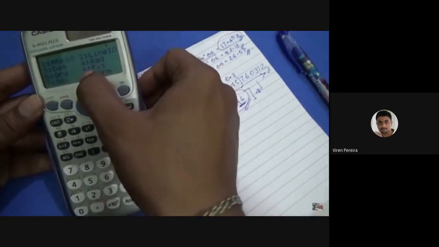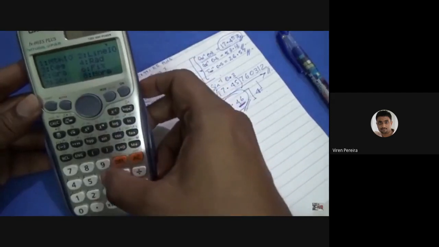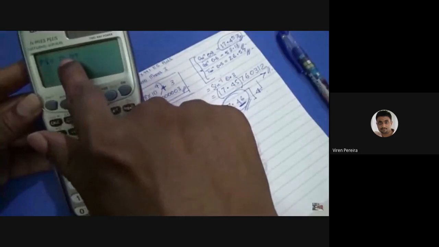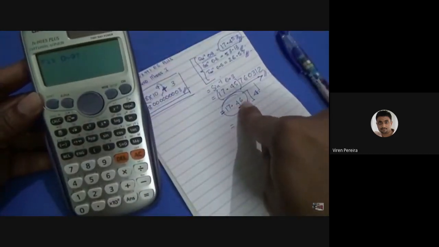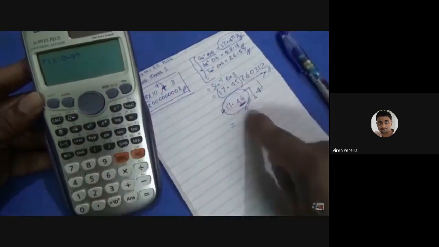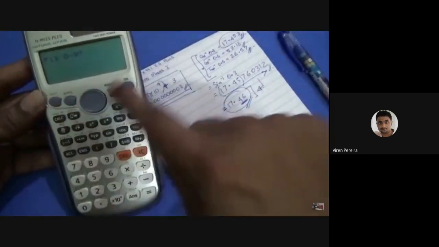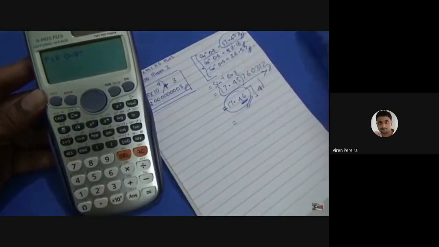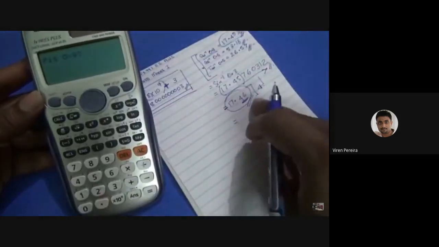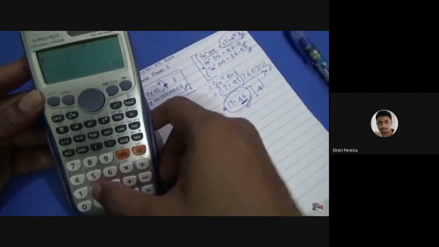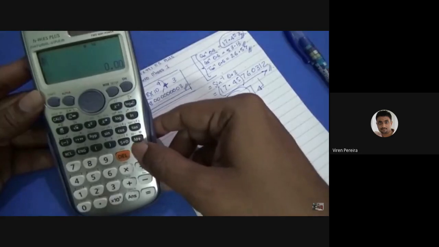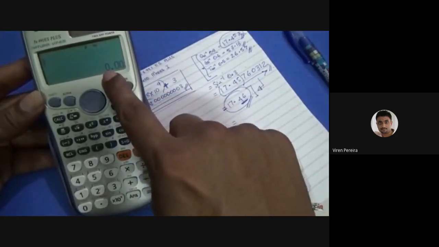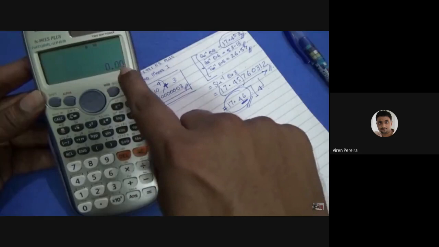So fix is represented by 6. I press 6. Now you see the fix is telling me from 0 to 9. If I want 2 decimal places, I have to press 2. If I want 1 decimal place, I press 1. And if I don't want any decimal place, I press 0. I want 2 decimal places, so I press 2. Now you see, when you press AC, you don't get 0, but you get 0.00.